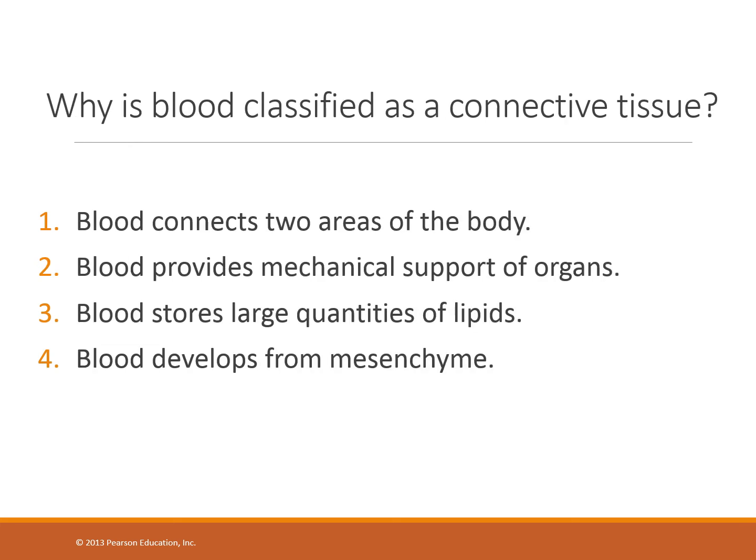Why is blood classified as a connective tissue? Is it because blood connects two areas of the body, or blood provides mechanical support to organs, or blood stores a large quantity of lipids, or is it that blood develops from mesenchyme? Blood develops from mesenchyme. So one thing that we didn't really talk about in this video is that all of your connective tissues develop from a fetal tissue called mesenchyme.